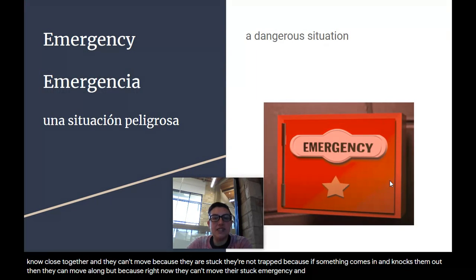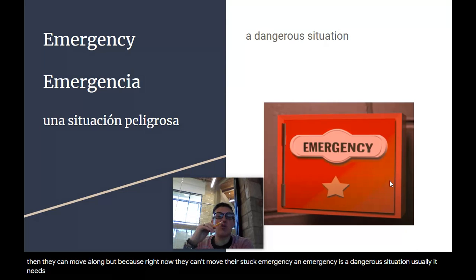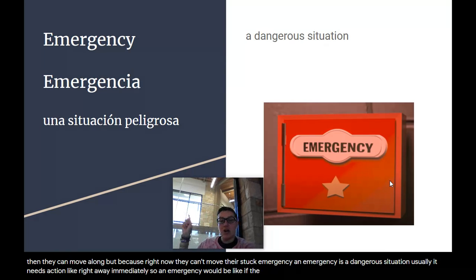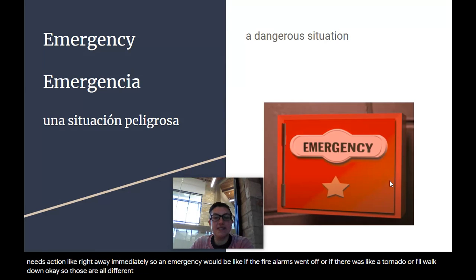Emergency. An emergency is a dangerous situation. Usually it needs action right away, immediately. So an emergency would be like if the fire alarms went off, or if there was a tornado or a lockdown. Okay, so those are all different emergencies.